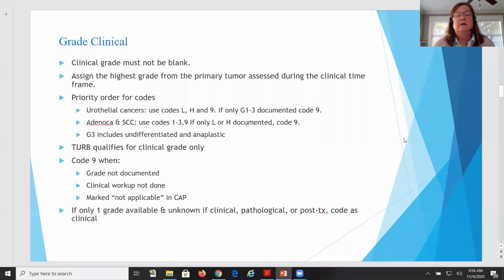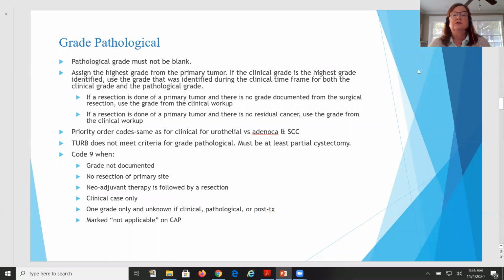Grade 9, when no grade is documented, clinical workup is not done, or grade is marked not applicable on the CAP. If there is only one grade documented and you don't know if it's clinical, pathological, or post-therapy, you will code it as clinical. Grade pathological cannot be blank. And remember, if your highest grade is from the clinical workup, you're going to assign the clinical as both your clinical and pathological grade.